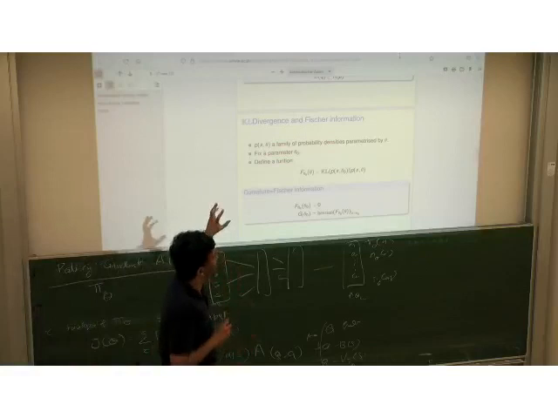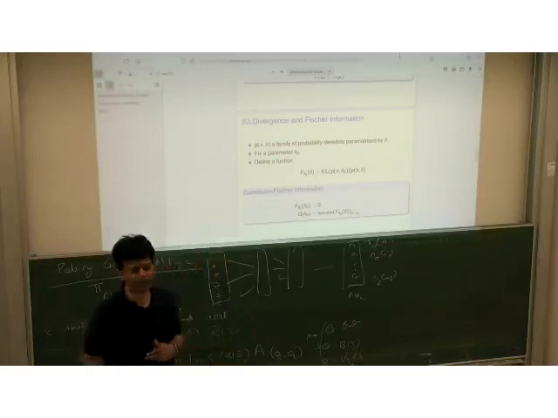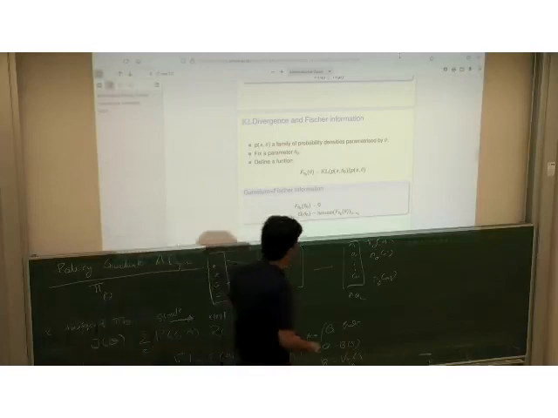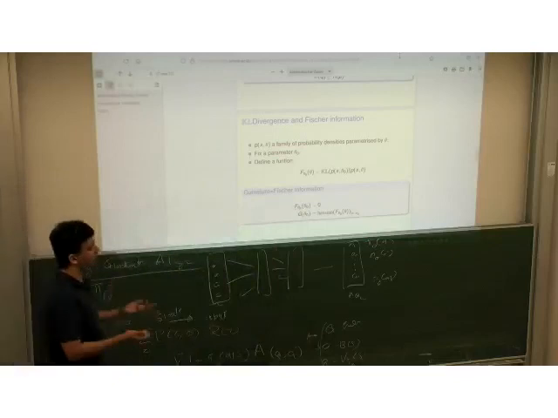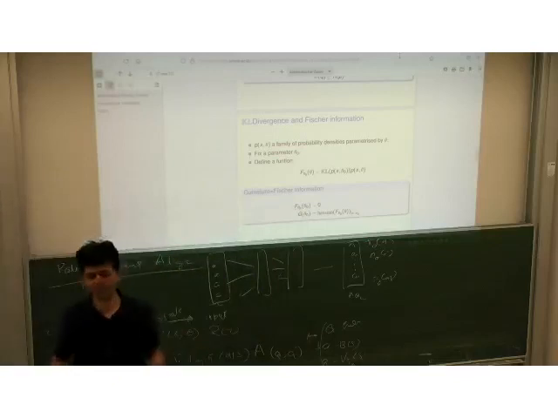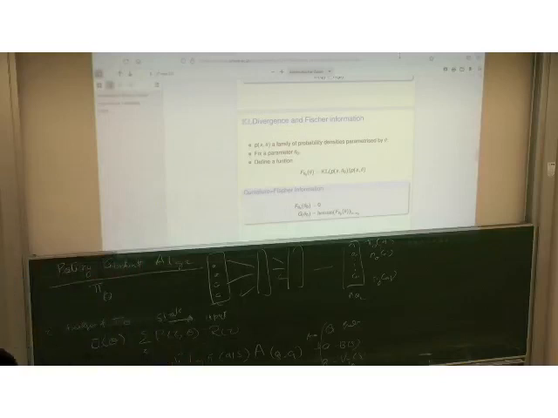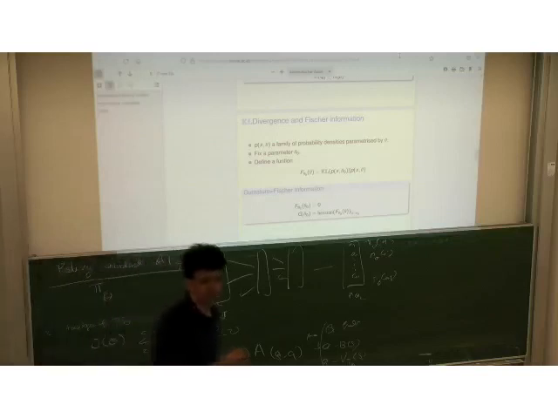So this function that you get from KL divergence, its Taylor expansion comes down to being the Fisher information matrix up to order 2. The Taylor expansion of the KL divergence is just, up to order 2, the Fisher information matrix. This was one of the things.